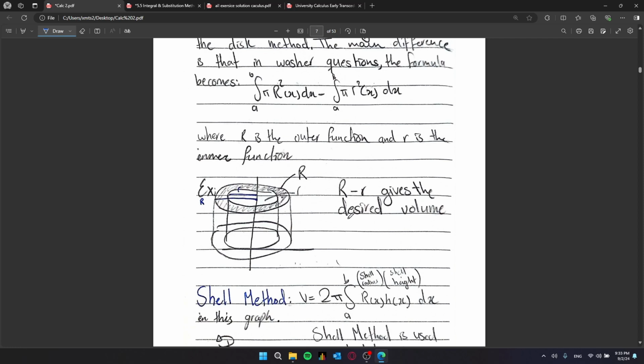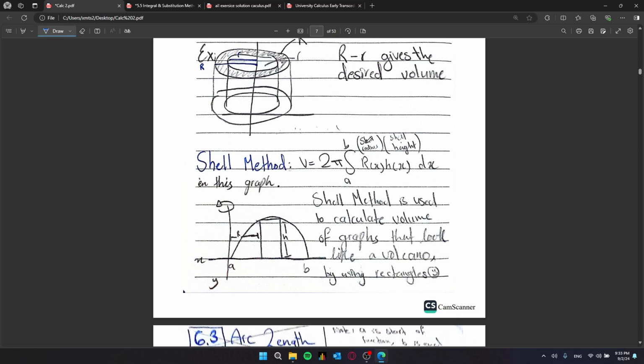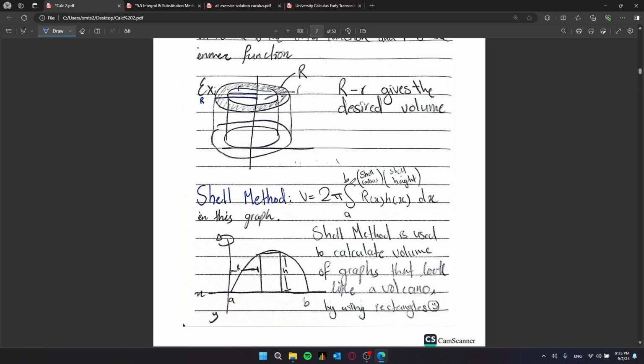Another way of writing this is, the formula for this method is volume is 2 pi times the integral of r times y, because y is going to be the height of the shell, and this is going to be the radius. The radius is what you get after you do big R minus little r. That's the radius we are looking for.